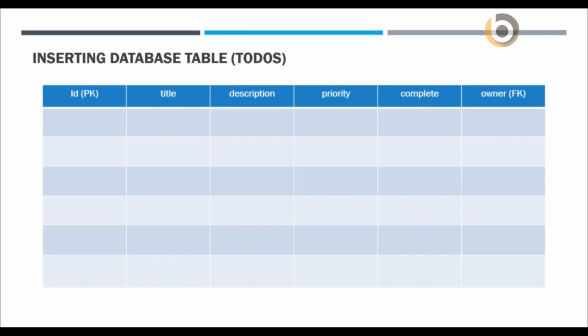Our to-do will contain an ID, which is our primary key to identify each record, a title for the title of our to-do, a description that describes the to-do and gives it a little bit more information, priority, which is the ranking of how important it is to accomplish this to-do, and a complete column, which displays if the to-do is complete or not. And eventually we'll be adding a foreign key of owner, which connects this to-do to a specific individual or user.